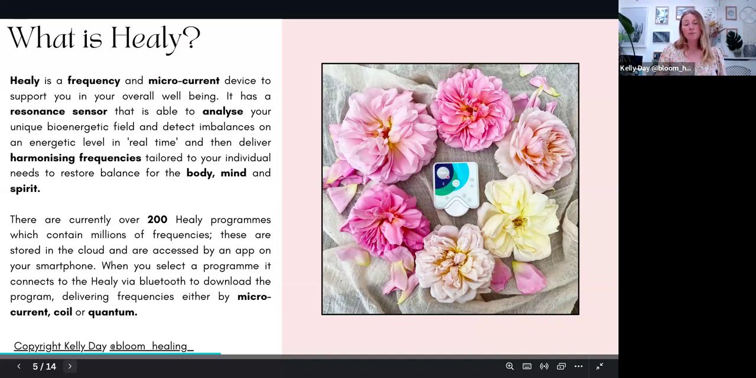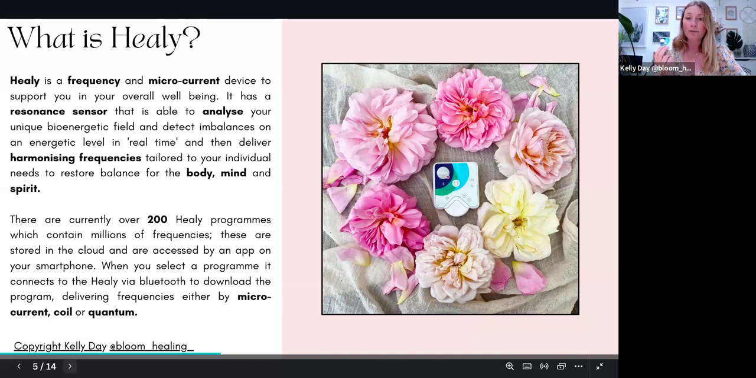These frequency programs and frequencies are stored in a cloud that's based in Germany. It's a German company. We are able to access these program groups via an app on our smartphone. What we do is connect to the Healy cloud and ask it to deliver the frequencies to our Healy. And we do this via Bluetooth.